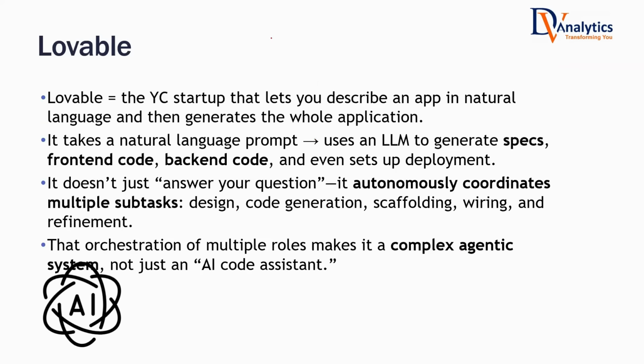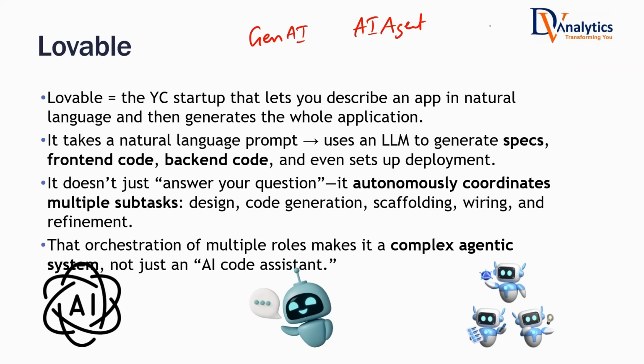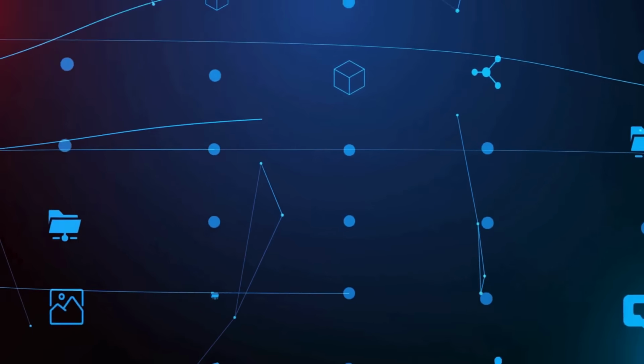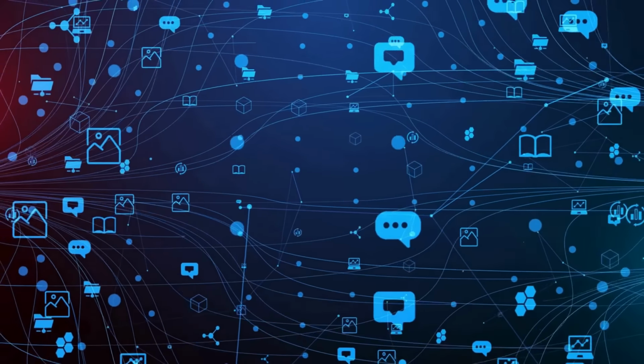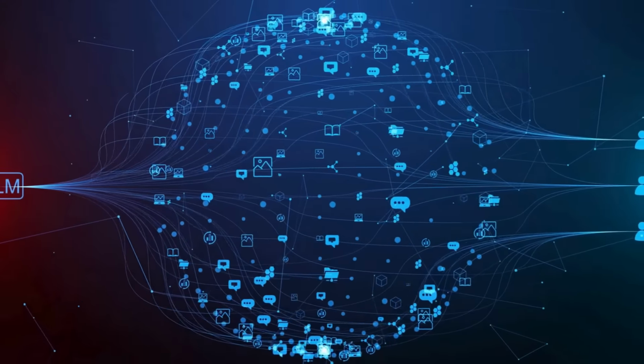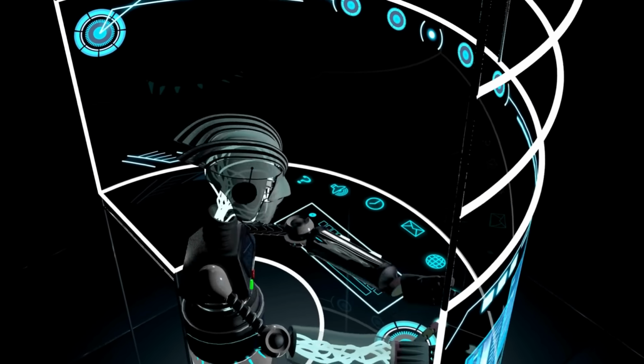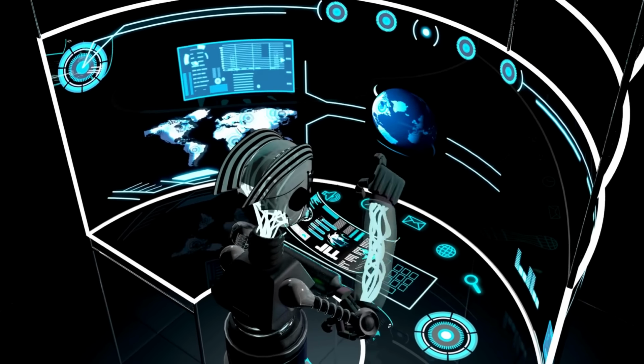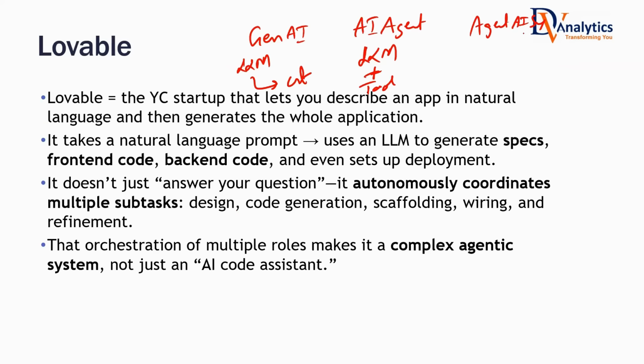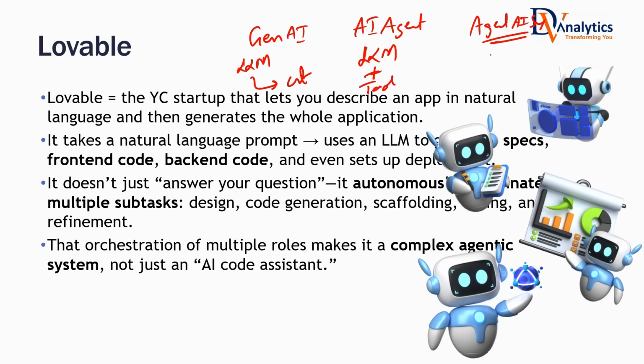One is Gen AI, the other one is AI agent, and the other one is Agentic AI system. Gen AI is a large language model giving you the output. So that is Gen AI. AI agent is you have the large language model, and you give a tool to it. It will do one specific job. Agentic AI system is multiple AI agents working together.